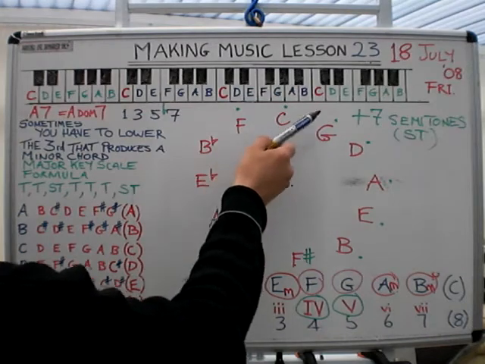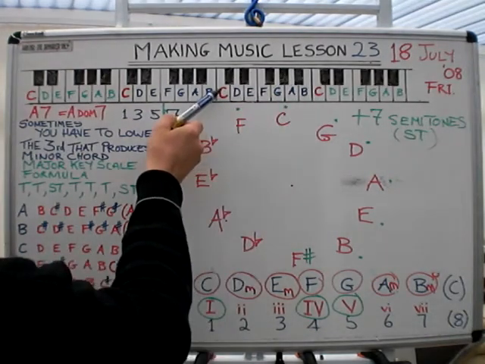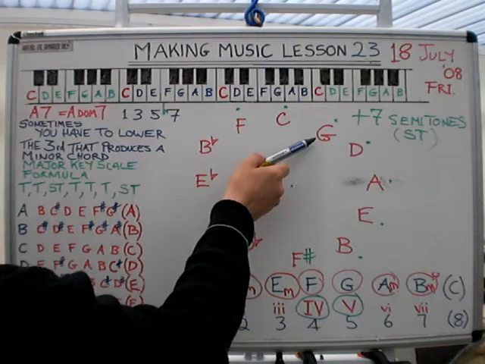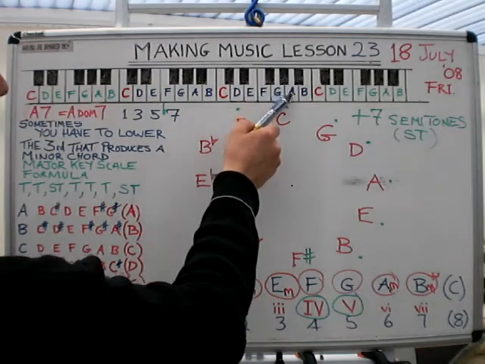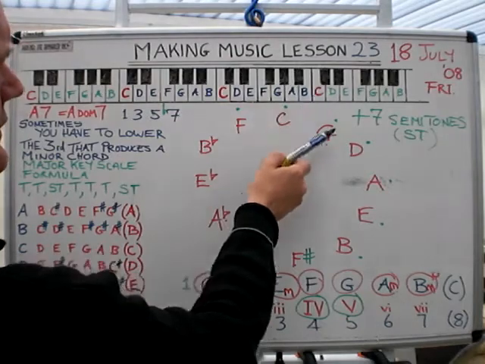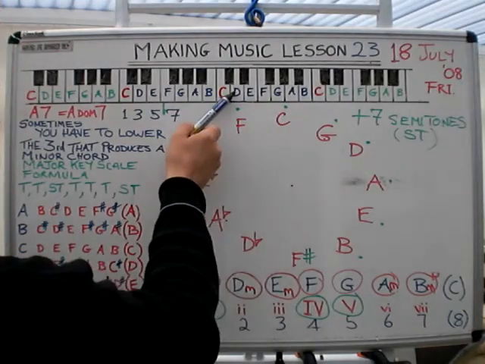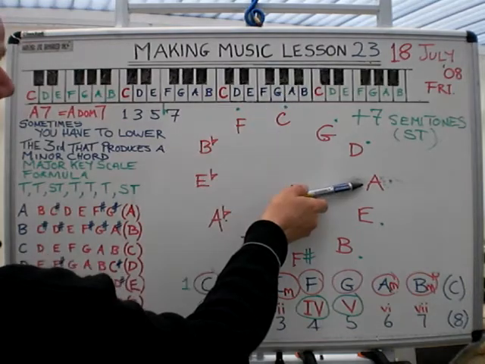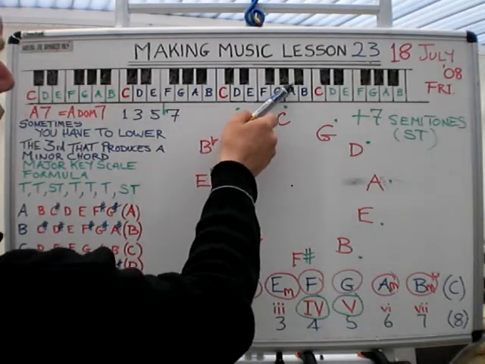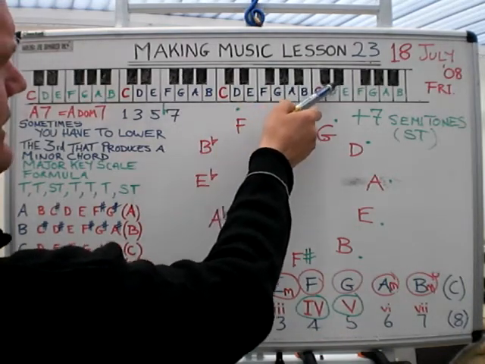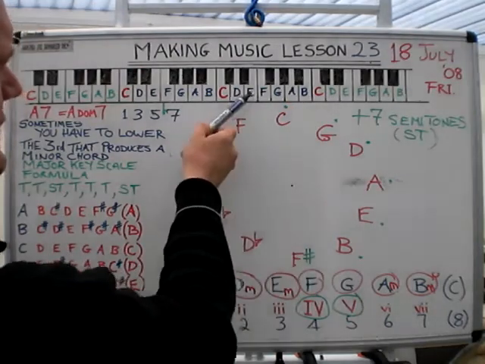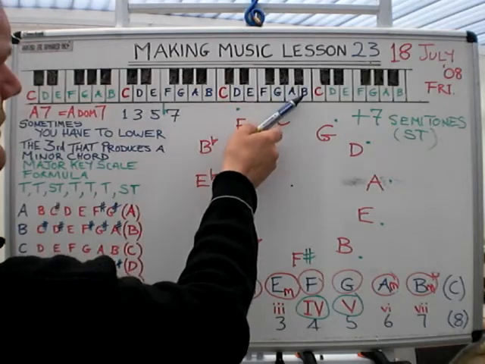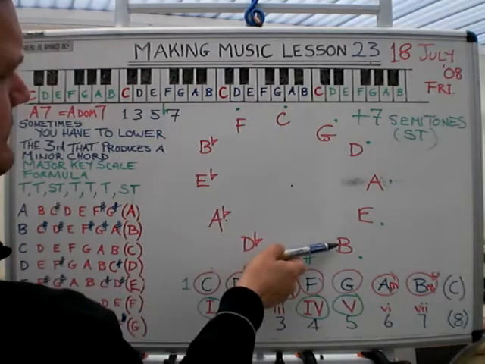Let's go from the C to the G. Let's start on the C. 1, 2, 3, 4, 5, 6, 7. Start on the G. 1, 2, 3, 4, 5, 6, 7. We end up on the D. Let's go to this D. 1, 2, 3, 4, 5, 6, 7. We end up on the A. 1, 2, 3, 4, 5, 6, 7. We end up on the E. Let's go to this E. 1, 2, 3, 4, 5, 6, 7. We end up on the B.